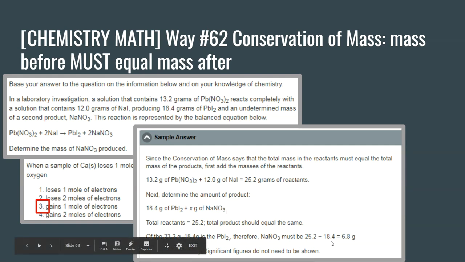Subtracting the values will yield that 6.8 grams of sodium nitrate must be produced. Otherwise, we're not conserving mass here. Therefore, the correct answer is 6.8 grams. Mass going in should equal the mass coming out. Since we don't know the mass of sodium nitrate, we have to solve for it using algebra.